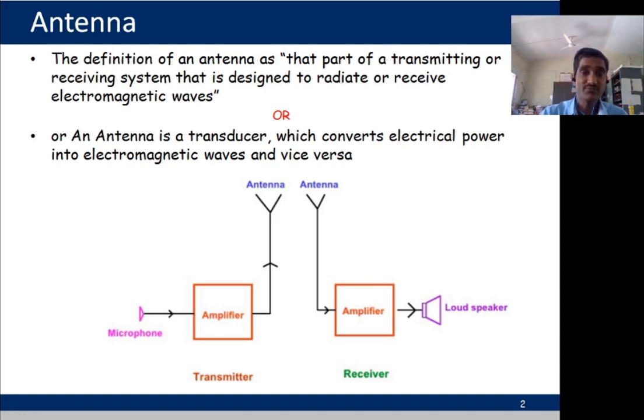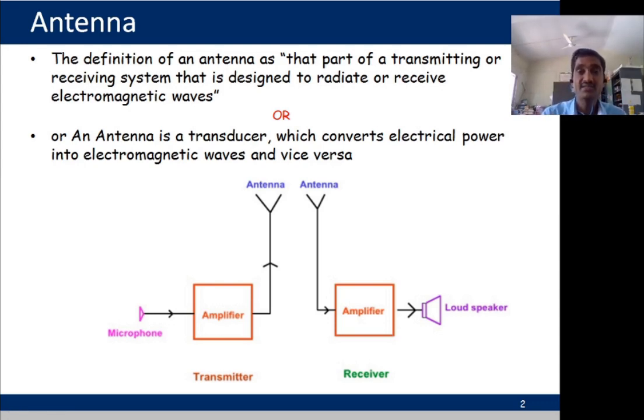Another definition is that the antenna is a transducer which converts electric power into electromagnetic waves and vice versa. That means the antenna itself can transmit the electromagnetic waves or it can receive the electromagnetic waves. It converts the electric signal given by the amplifier into electromagnetic waves. Also, the antenna can receive electromagnetic waves and convert them into radio signals or electric signals. So that's the basic definition of the antenna.